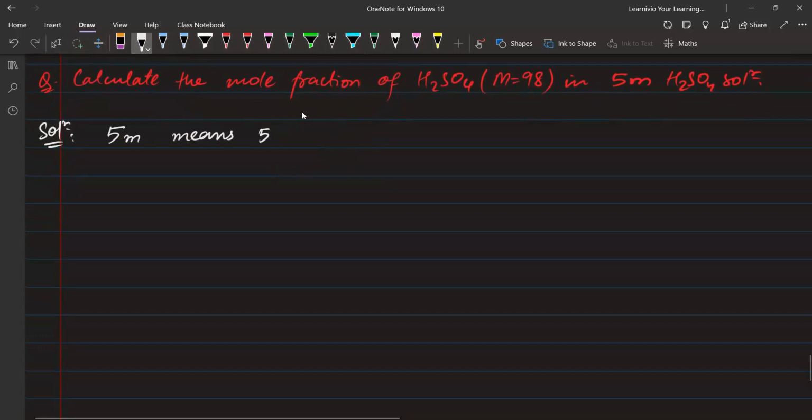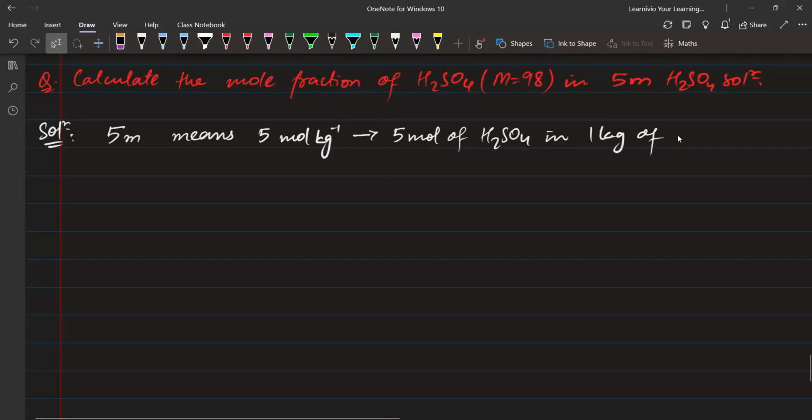Small m is used for molality, 5 moles per kg. So not moles per liter, molar. Yes sir, 5 moles per kg. This would mean 5 moles of H2SO4 in 1 kg of water. Correct? Yes or no? Yes sir.